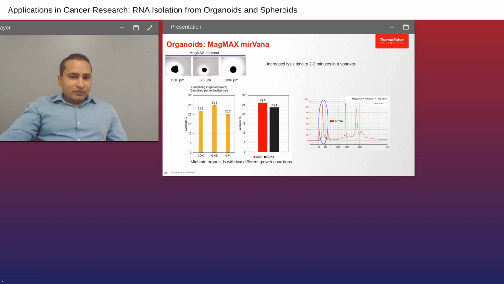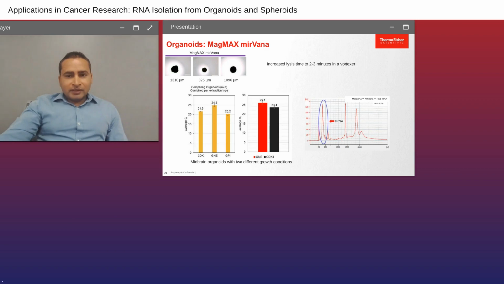To begin with, we found that the pre-processing steps, mainly the lysis step in particular, are a little challenging for these sample types. So we did have to modify the recommended protocol to enable complete lysis of these organoids. We increased the lysis time to 2 to 3 minutes on a vortexer to get complete lysis, and the rest of the protocol was similar to that used for RNA isolation from spheroids. This isolated RNA was used to study gene expression, and as you can see, we do get good CT values for the housekeeping genes shown here on the bottom left.